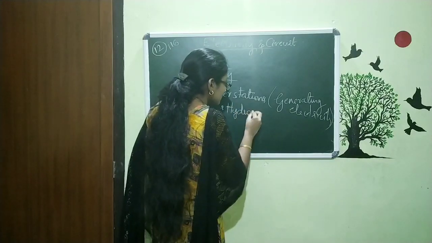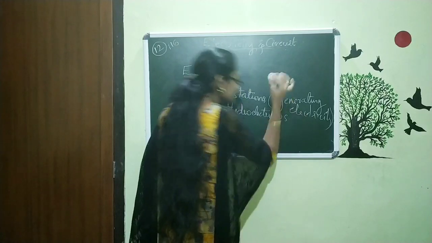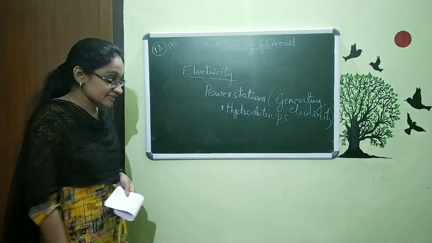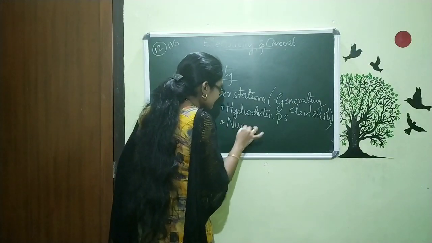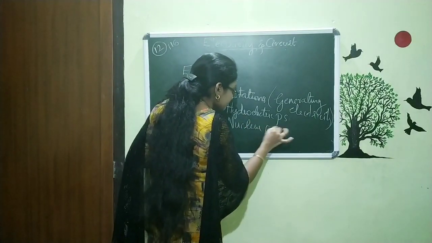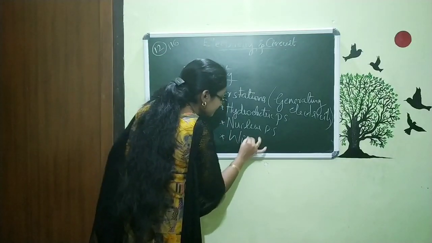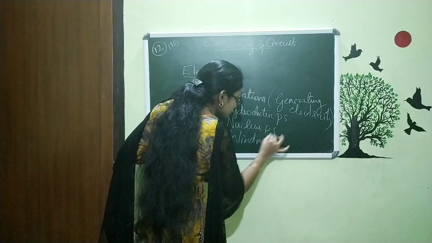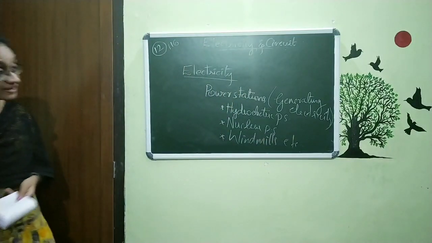hydroelectric power stations, nuclear power stations, windmills, etc. There are different types of power stations. These are some of the examples.